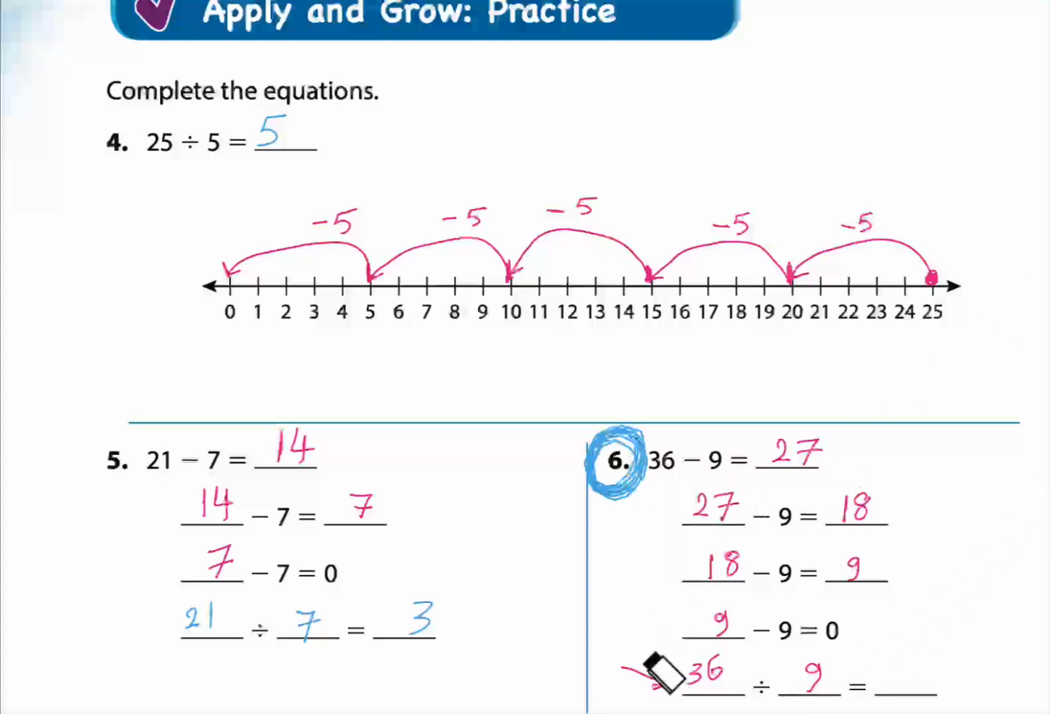And the answer to the division is how many times you subtracted 9. Okay, this is 1, 2, 3, 4. So we subtracted 9 4 times. So the answer is 4. The equation is 36 divided by 9 equals 4. Okay, check your answer, my heroes.